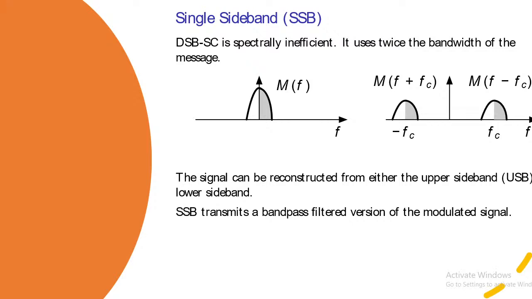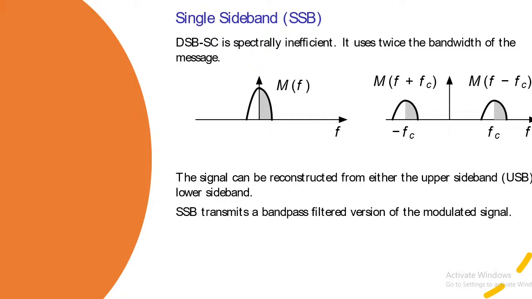Now look at this figure. The left hand side shows you the bandwidth of the message, the spectrum of the message. Suppose its bandwidth is from minus F1 to plus F1. That is the bandwidth, let us say, for the baseband signal. Now when it is modulated, its frequency domain representation or spectral representation is shown in the right hand side.